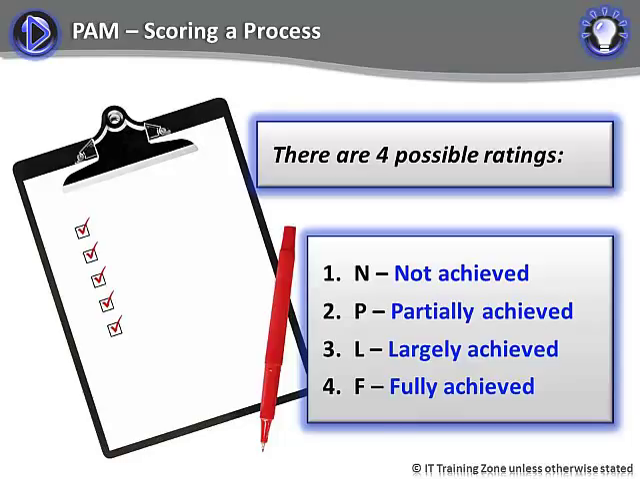L. Largely achieved. There is evidence of a systematic approach to and significant achievement of the defined attribute in the assessed process. Some weakness related to this attribute may exist in the assessed process. F. Fully achieved. There is evidence of a complete and systematic approach to and full achievement of the defined attribute in the assessed process. No significant weaknesses related to this attribute exist in the assessed process.